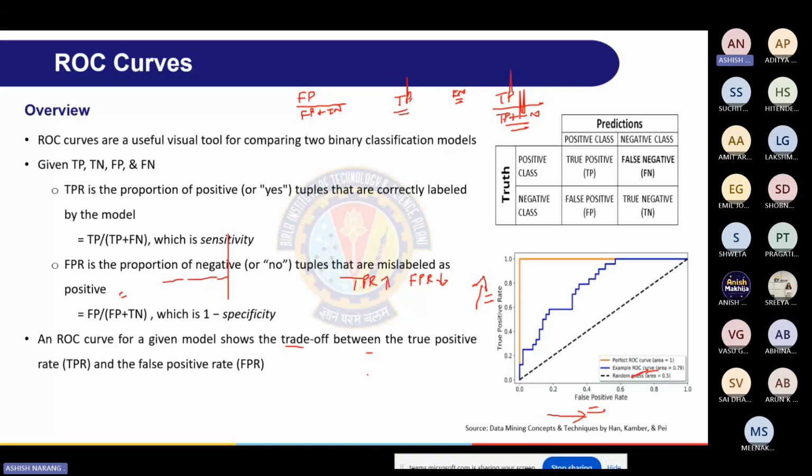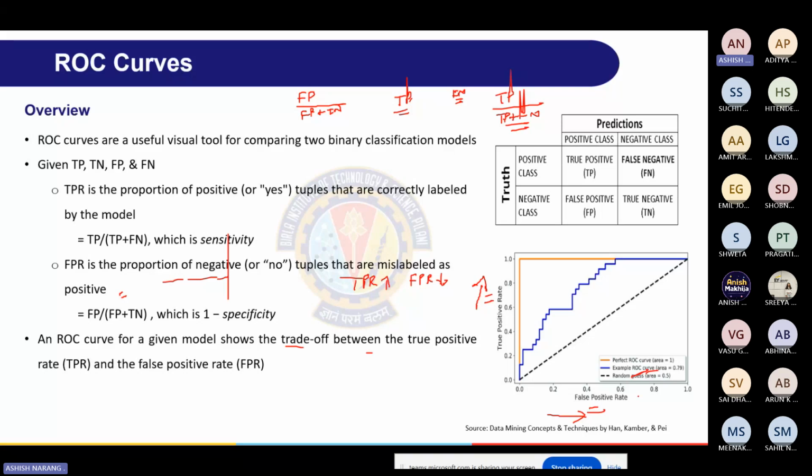So which one should be the ideal point? Can somebody tell me? This is going from 0 to 1 here. This is also going from 0 to 1. Which is the ideal point where we say this is a perfect model, rather than just a good model? Any idea? This is simple mathematics, the interpretation out of this graph. You want to maximize TPR, you want to minimize FPR.